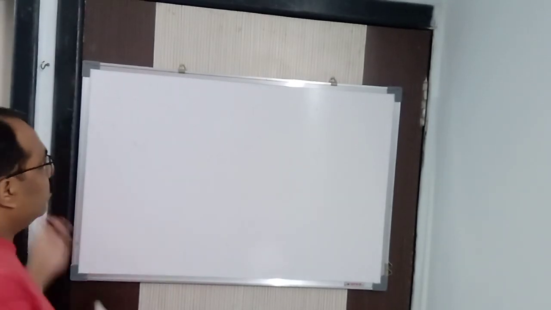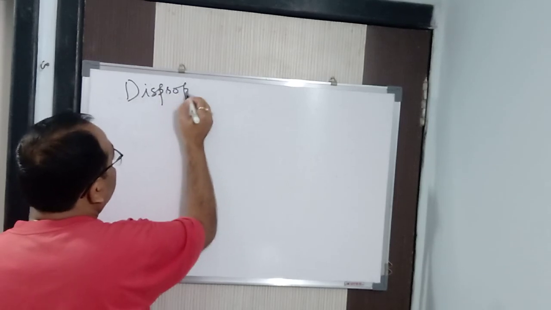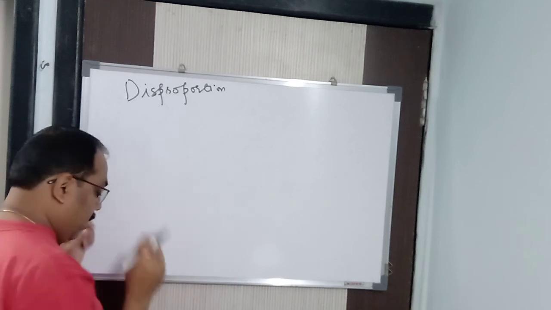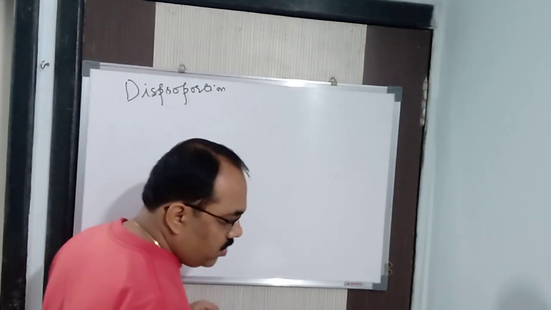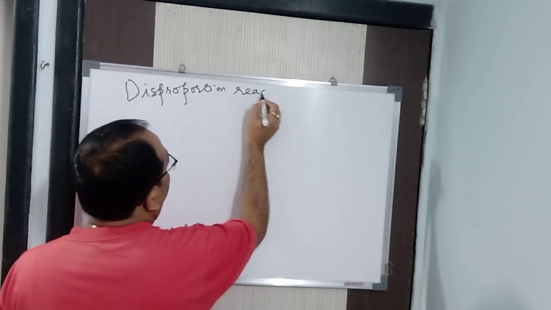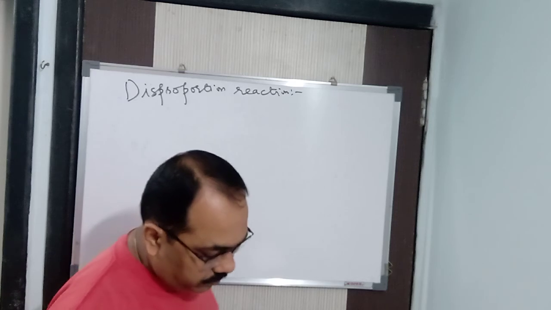Now, next we'll come to disproportion reaction. We have got different types of reaction, that is your double displacement reaction, double decomposition reaction. So many reactions we have studied already in the lower classes. Now, this is a new type of reaction, disproportion reaction. Now, what is a disproportion reaction?